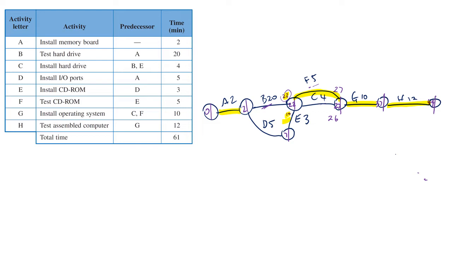Now if I delay D and E, it does not delay the whole project. But if I delay B, it does. So we can now work out the critical path. So the critical path is activity A, then B, then F, then G, and then H. And the earliest completion time for this project is 49, and the time is in minutes.